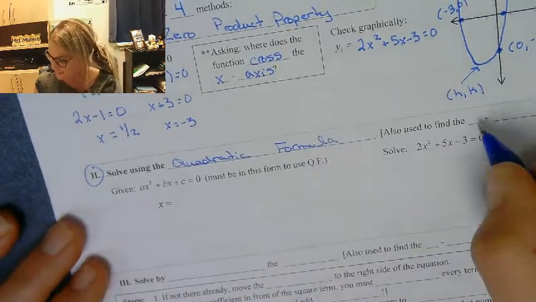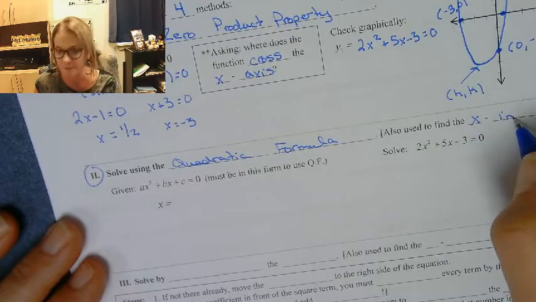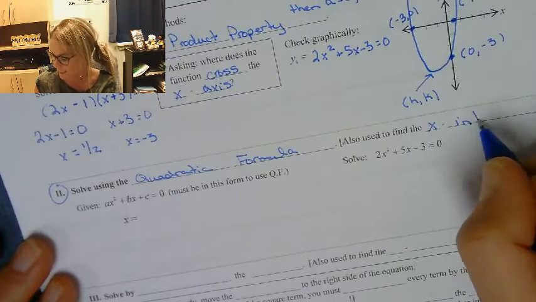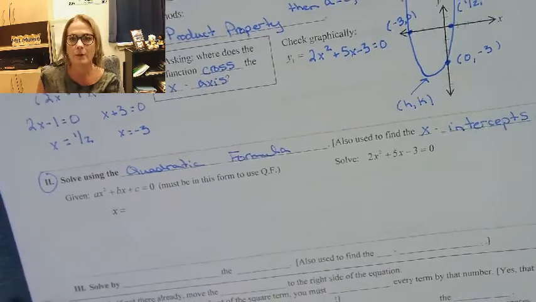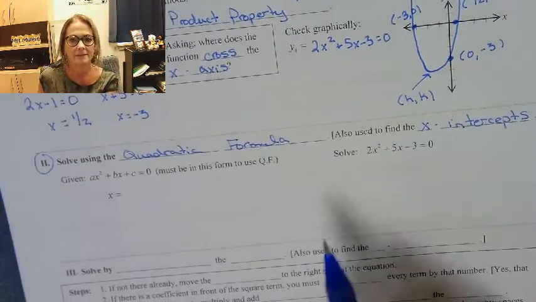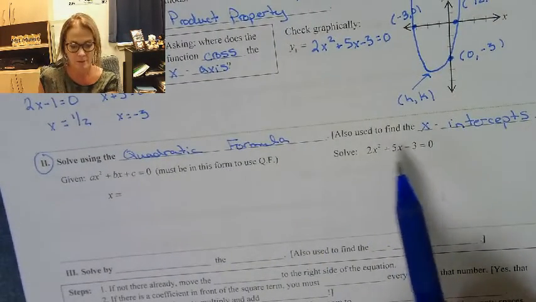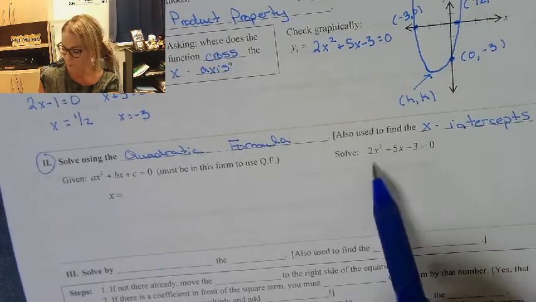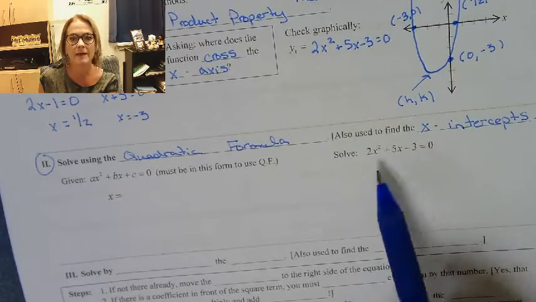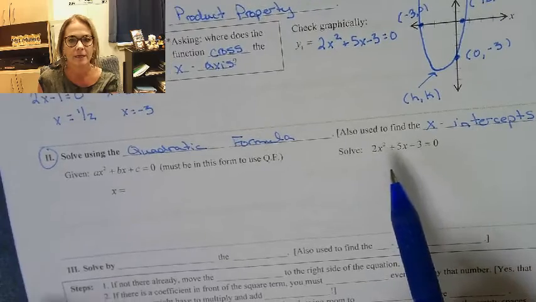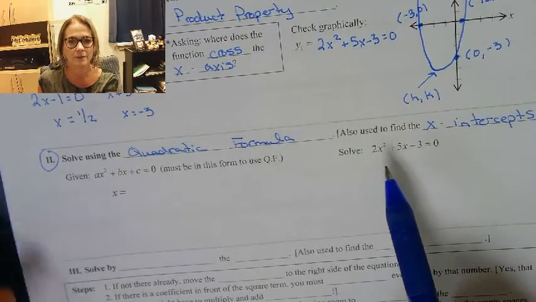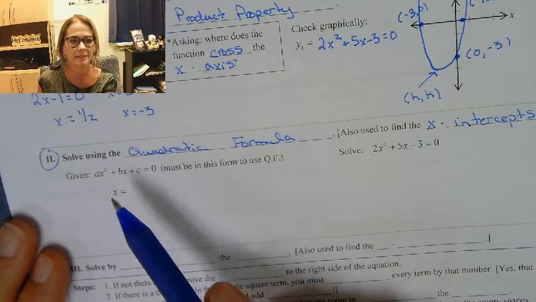And as always, this also finds the x-intercepts. Anytime you're solving, you're finding the zeros or the x-intercepts, where y is zeroed out. You're on the x-axis. And so this one is the same problem as before. It would factor, so I would not recommend the quadratic formula. But let's say you don't see the factoring and you just want to go straight to the quadratic formula. So it's solving for the x-intercepts.